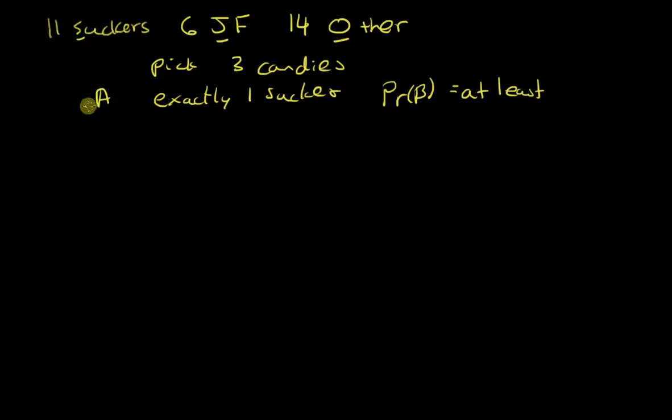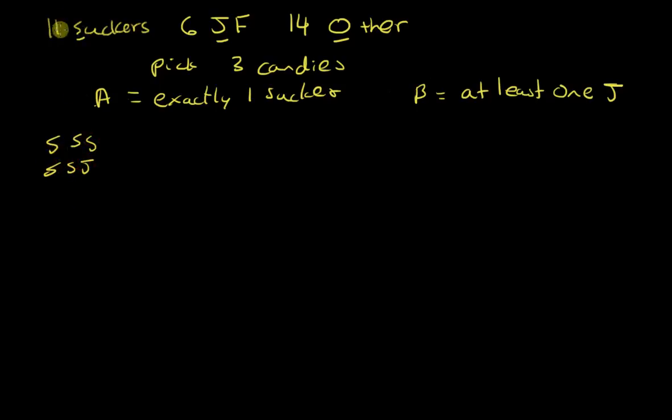So the probability of A would be the probability of getting exactly 1 sucker. Let me rephrase that. B is at least 1 juicy fruit. I'm going to use the J for juicy fruit. So let's see. I could have gotten a sucker and a sucker. I could have gotten a sucker and a juicy fruit.